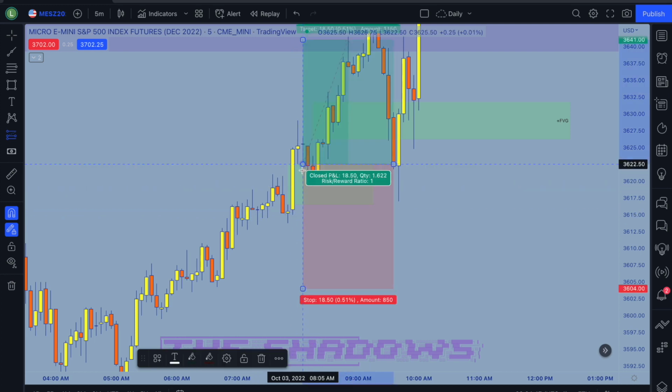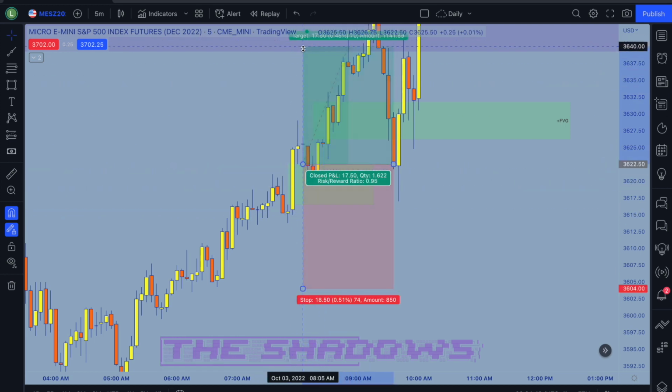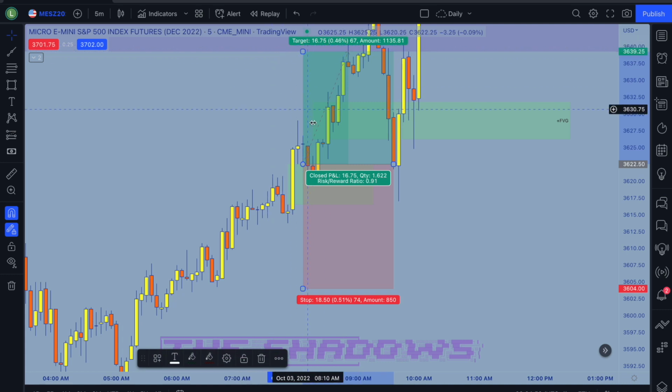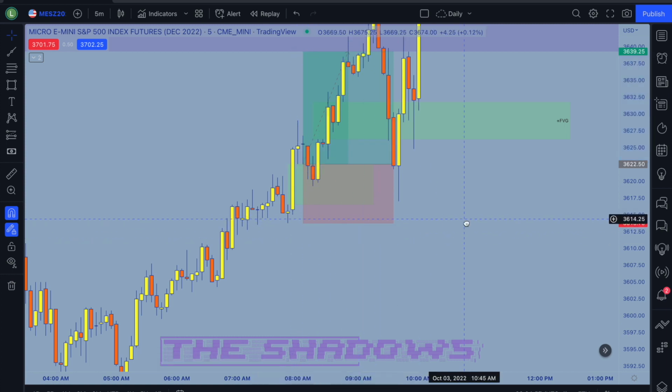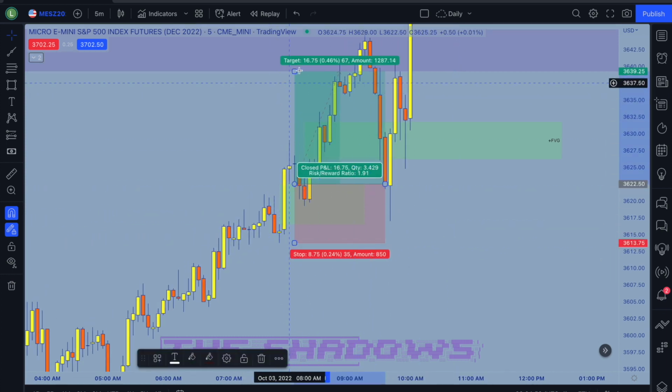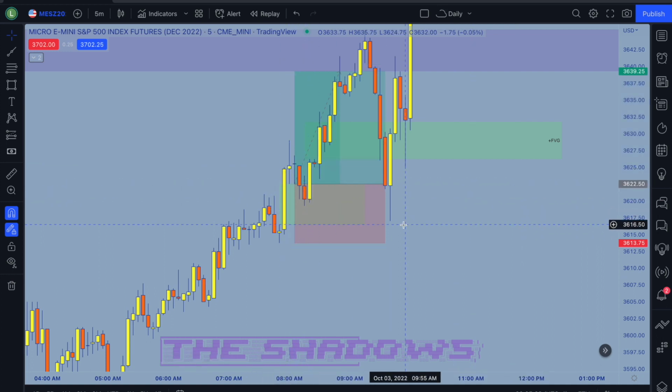So let's say we entered from the top of the gap and our target was this other gap above. Our stop was below this low. So your stop would have been 8.75 points, so 8 points and 3 ticks, and your target would have been 16 points, almost a 2-to-1 risk to reward, give or take, on this trade. So this is a way that you can trade gaps. ICT teaches gaps, and you can trade them.